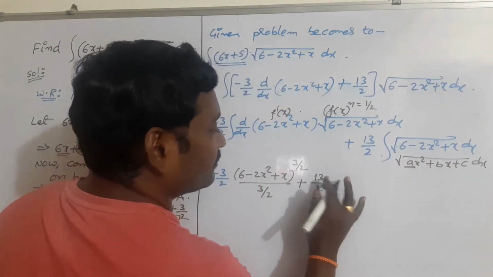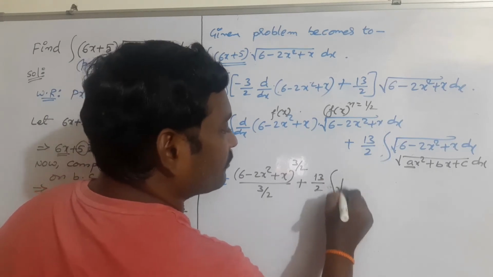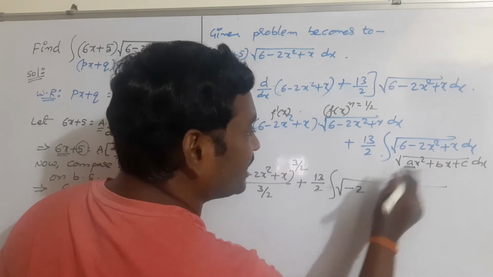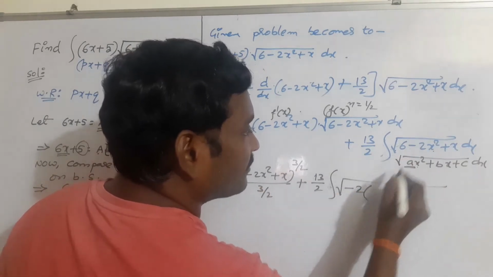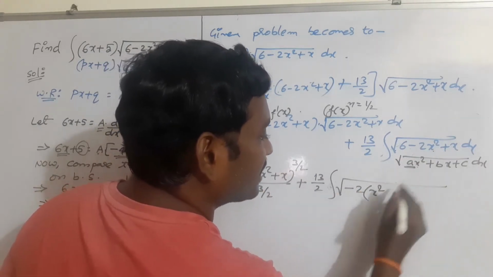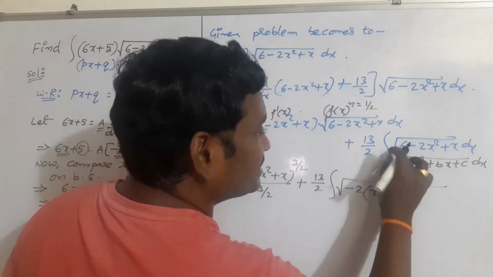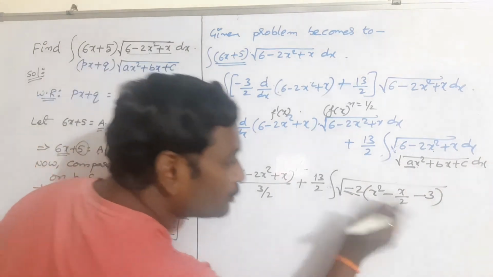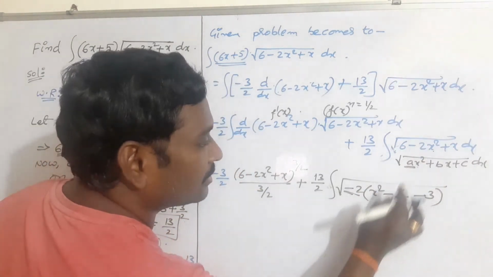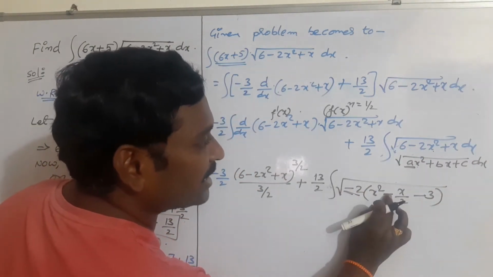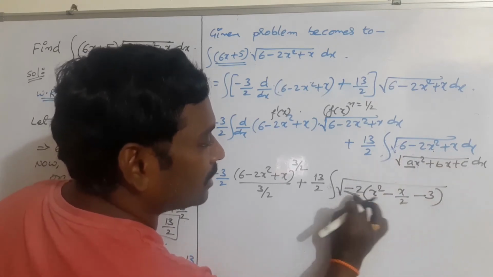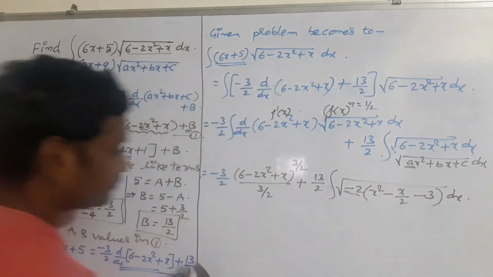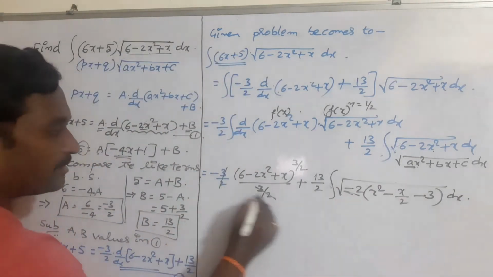So 13 by 2 into root over, what is the x square coefficient here? Minus 2. So take common out the term minus 2 from the entire term. So you will get minus 2 of x square, this becomes minus x by 2 and this is minus 3. If you have any doubt, take this minus 2 inside. Minus 2x square, minus 2 getting cancelled, minus minus plus x, and minus into minus plus, 2 3s are 6. That's all, into dx.